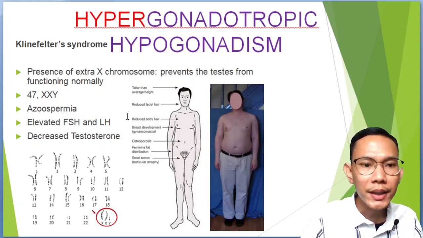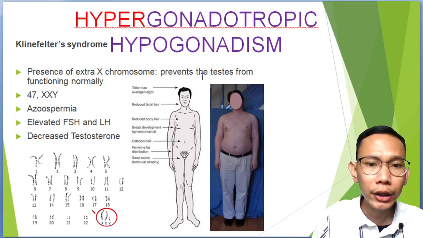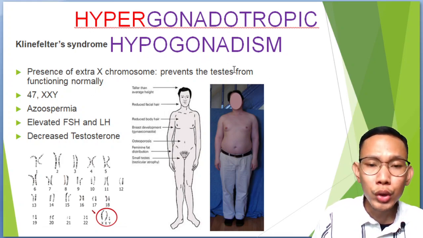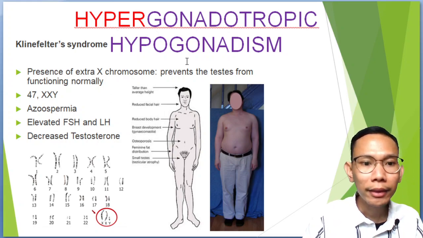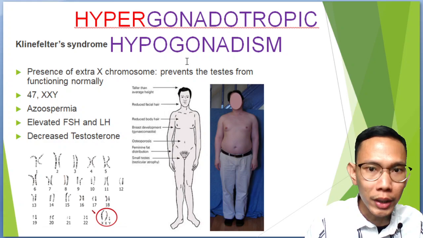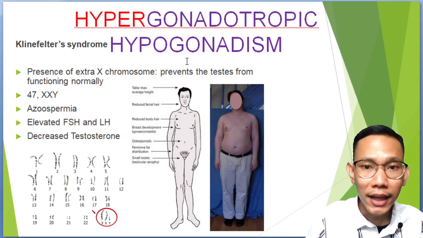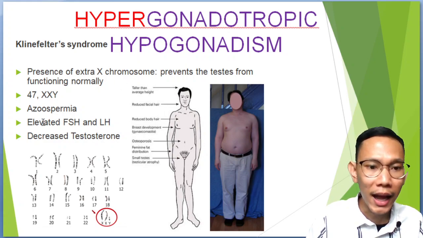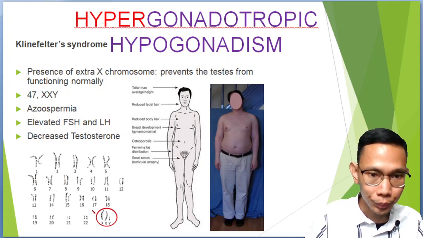So because of this, anong problema natin sa Klinefelter? There is a problem within your testis. So kaya nga hypogonadism, you cannot produce testosterone. So pag mababa ang testosterone, ano ang negative feedback? Tataasin natin ang gonadotropin releasing hormone, tataasin natin ang FSH and LH. Kaya mataas ang FSH and LH pero mababa ang testosterone.